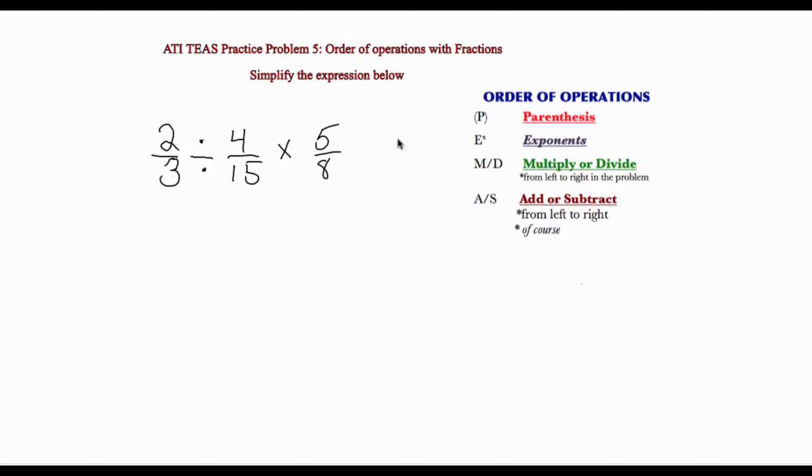Today we'll be working on ATI TEAS Practice Problem 5, Order of Operations with Fractions. Okay, we're going to simplify the expression we have here below. We have 2/3 divided by 4/15 times 5/8. In order to simplify this, we're going to use the concept of order of operations.